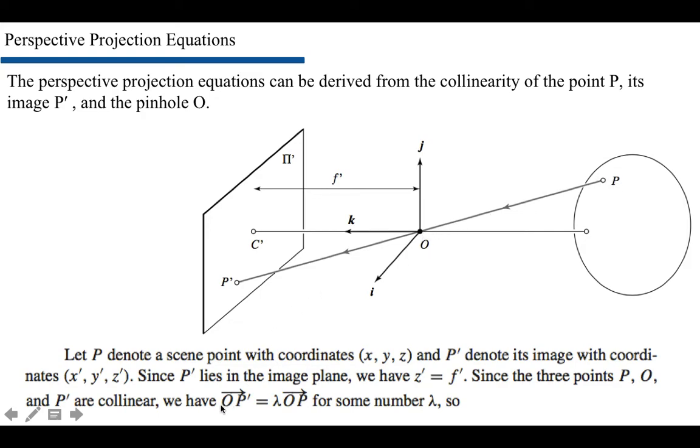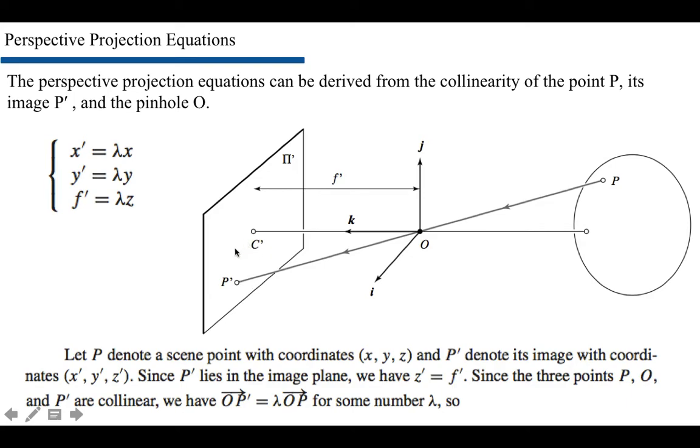Since the three points P, O, and P prime are collinear, we have the vector from P to O, and here is O to P, and it will be equal to O to P prime, but multiplied by some lambda. So it would be just the same vector but bigger or smaller depending on this lambda, for some number lambda. So basically x prime is the x coordinate in this image plane with this i, j, and k. The i is the vector in the direction of x, j is the vector in the direction of y, and k is the vector in the direction of z.